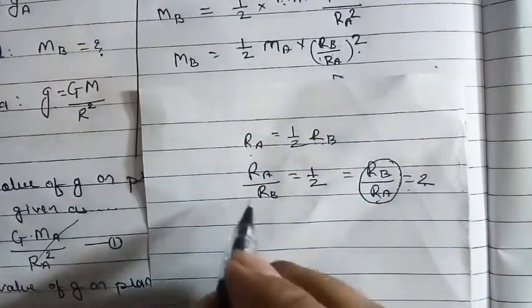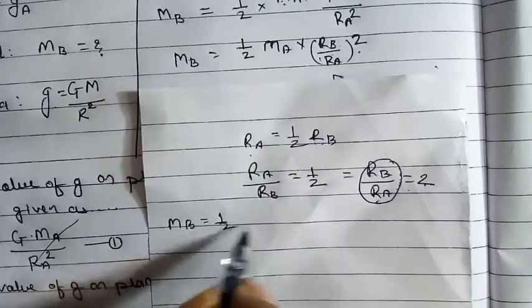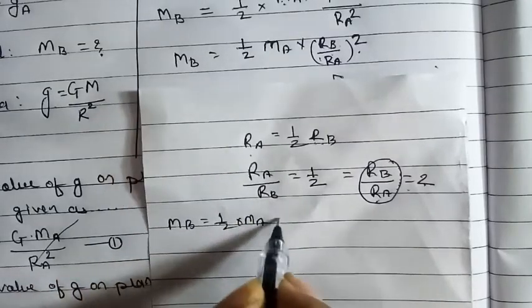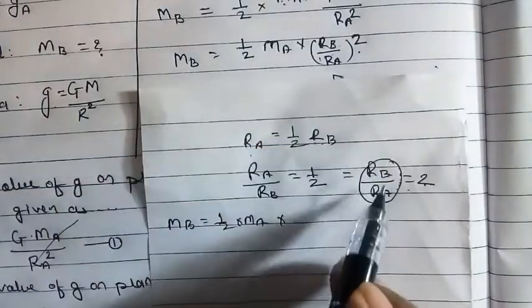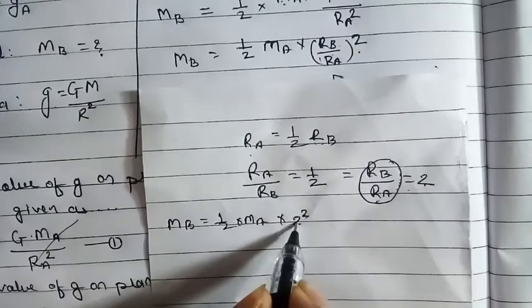Then what will we get? We will get MB equals half into MA into RB divided by RA, which is 2. So we have to write the square of 2. So 2 squared is 4.